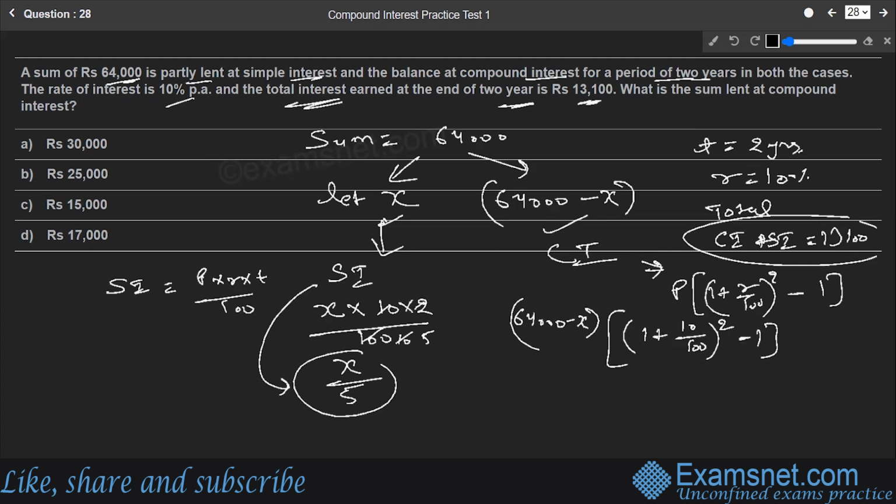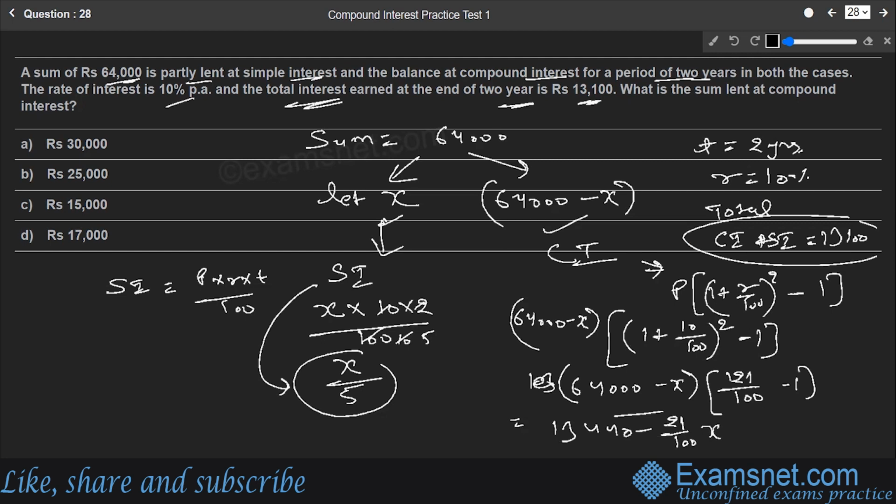Okay, if we solve this equation first, the final value that is coming out to be is 64,000 minus X, and then in the bracket you are getting 121 by 100 minus 1, which is coming out to be 13,440 minus 21 over 100 X. So that is the actual compound interest. So this is the compound interest value and this is the simple interest value.